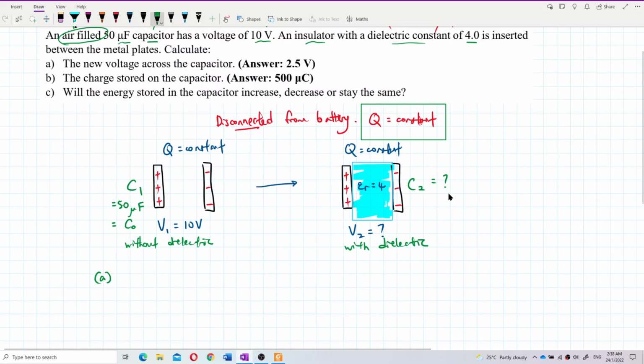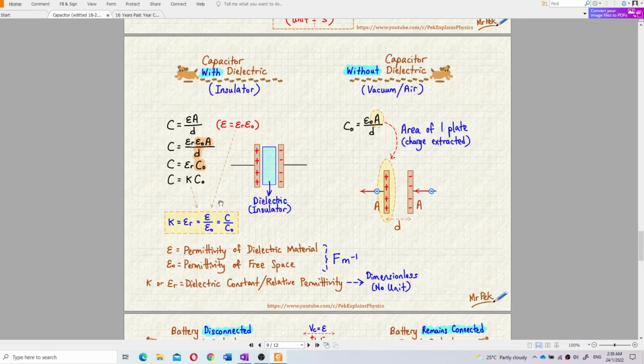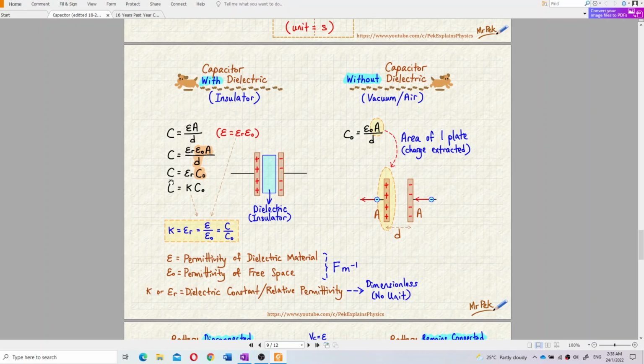We can put this as εrC0, isn't it? And since C0 is C1, we can write this as εrC1 also. Because we know about this, right? If we are with dielectric, the C is actually εrC0.